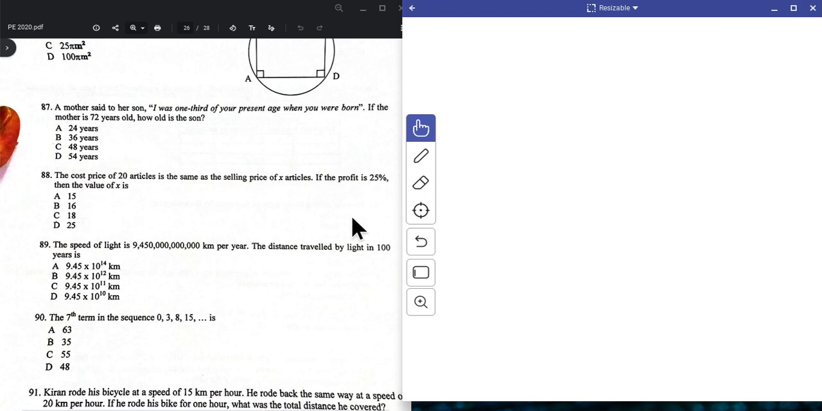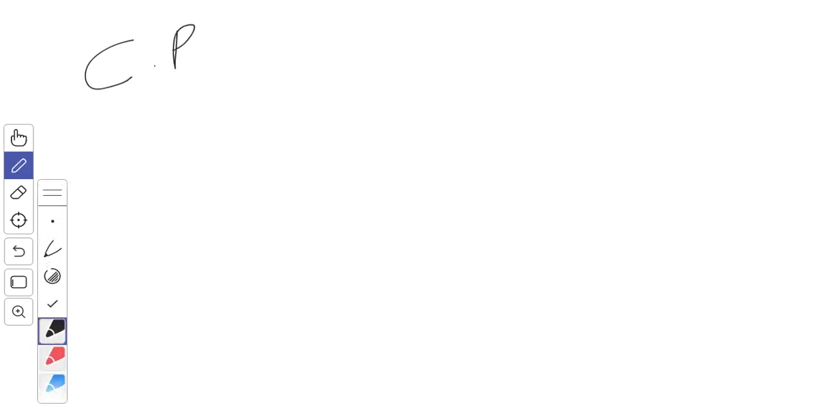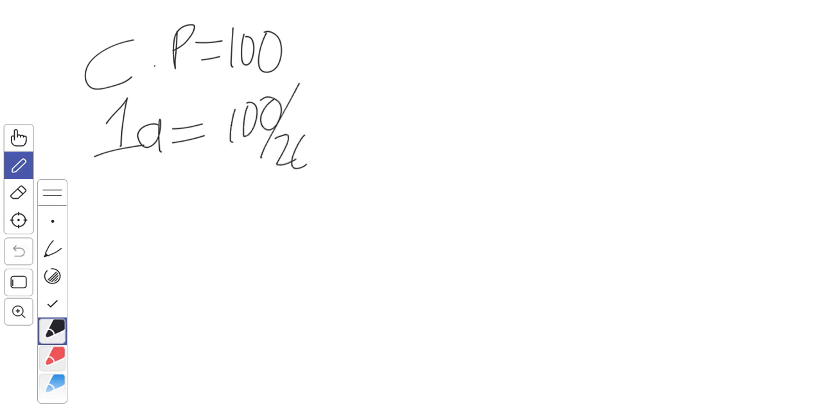Let's assume that the cost price for 20 articles is 100 rupees. Cost price is equal to 100, that is for 20 articles. For one article, cost price will be equal to 100 divided by 20, which is equal to 5. This is the cost price.